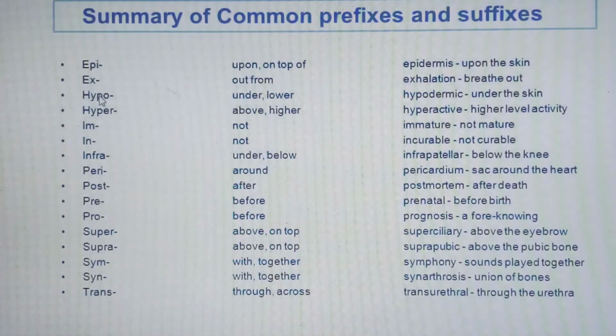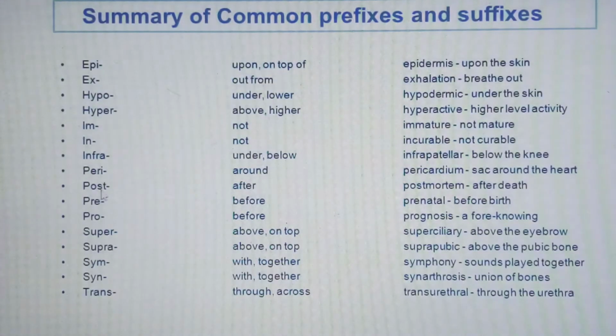Hypo means below: hypodermis, hypotension. Hyper means above: hypertension, hyperactivity. These are some examples that you have. Im, like immature, impermeable. Then in, also similar to im: incurable, imperforate. Infra means below: infrapatellar, infraspinatus. Peri means around, so periorbital area, around the eye.